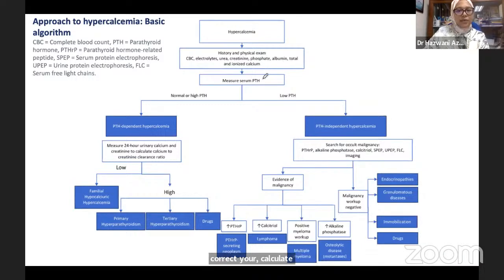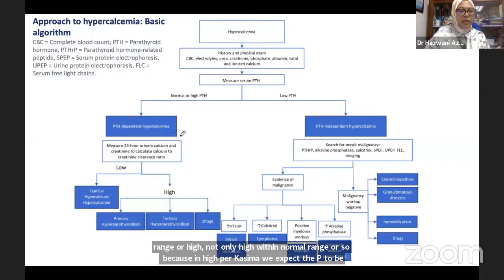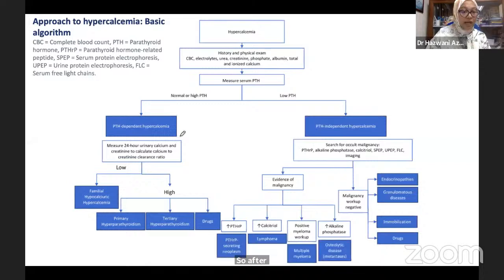And then after that, we can measure the parathyroid hormone. So for PTH-dependent hypercalcemia, we expect the parathyroid hormone to be within normal range or high. Not only high, within normal range also, because in hypercalcemia we expect the PTH to be suppressed. So after we get the PTH and it is within normal range or high, our next step is to exclude FHH by measuring the 24-hour urine calcium and creatinine ratio and calculating. If it's low, we can safely say this is FHH. If it's high, we should investigate whether this is primary hyperparathyroidism, tertiary hyperparathyroidism, or drug-induced, for example lithium, as I mentioned before.